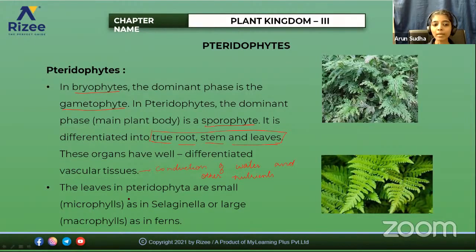Xylem and phloem. If you take the root, it is a well-differentiated root, mostly adventitious roots, and then a proper stem for conduction, and they also have proper leaves. Leaves in Pteridophyta may be small, that is microphylls, as in Selaginella, or large as in ferns. You can call them microphyllous and macrophyllous leaves. In ferns the leaves are large, and in Selaginella the leaves are small. So these are about the root and the leaves in pteridophytes.